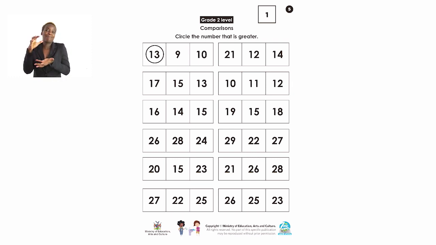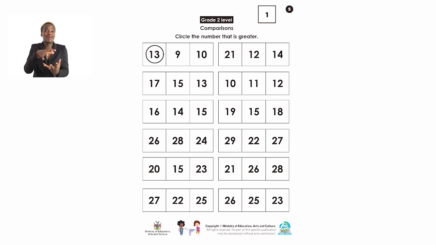Let's quickly look at the other one. 17, 15, 1. We can see all the digits standing in the first places are all ones. Then we'll move on to the next digits, which represent the units. Then we have in the first box the 7, the second box has the 5, and the third box has the 3. So the one with the 7 is the biggest one.